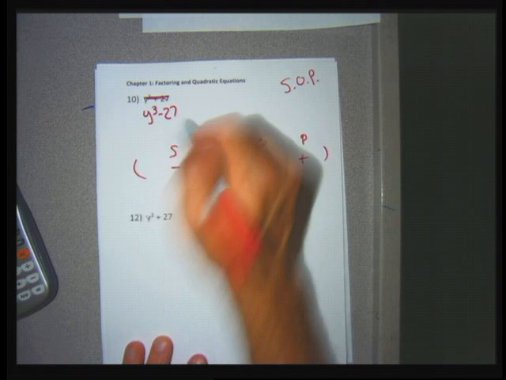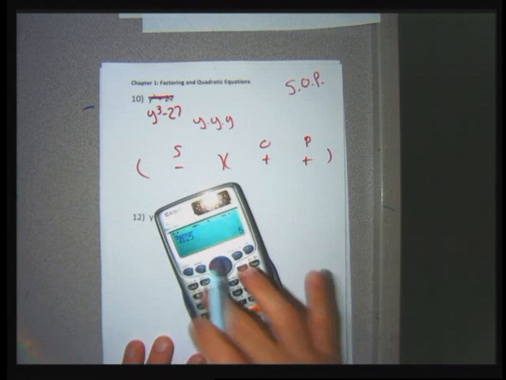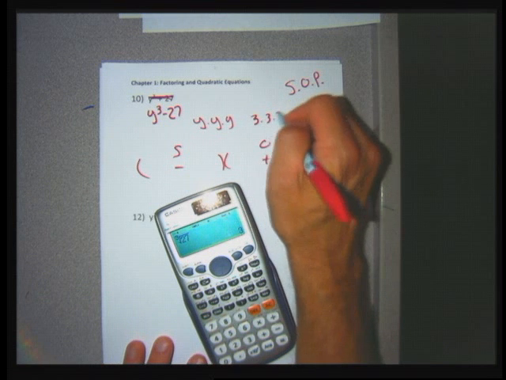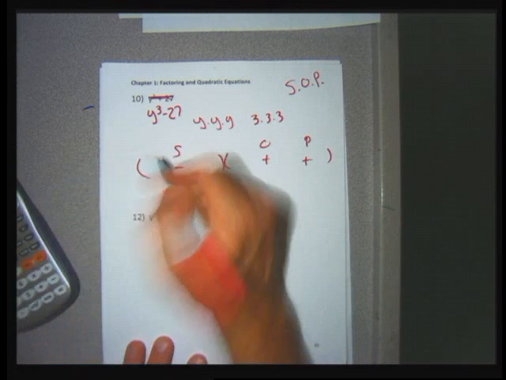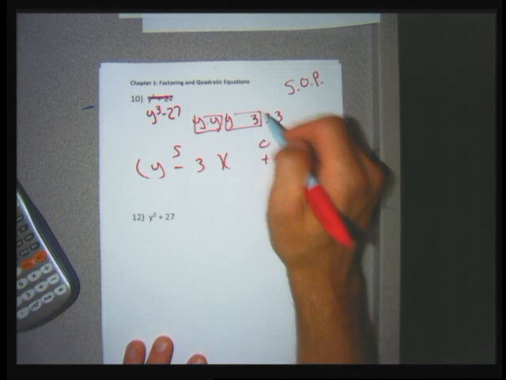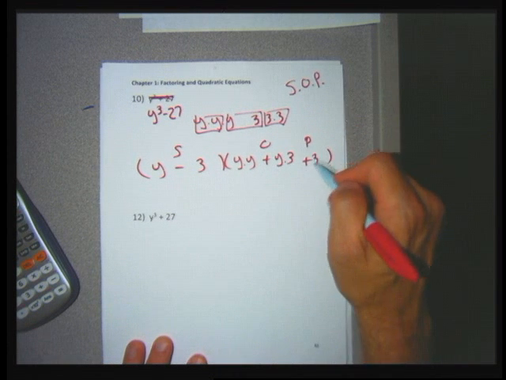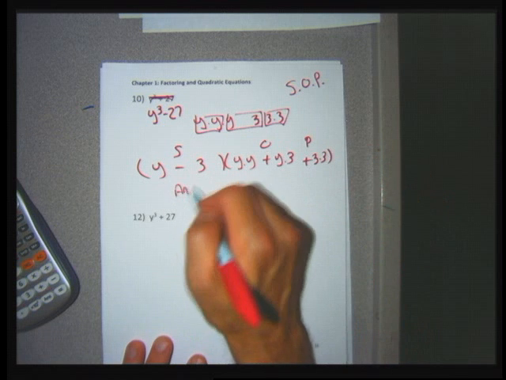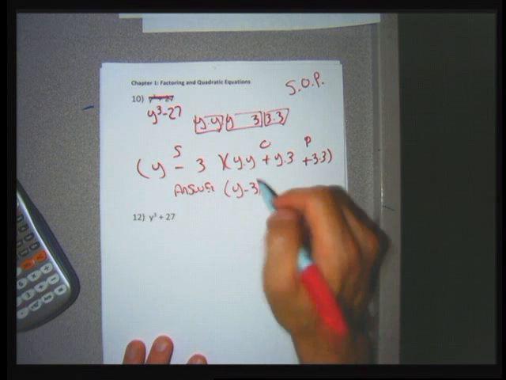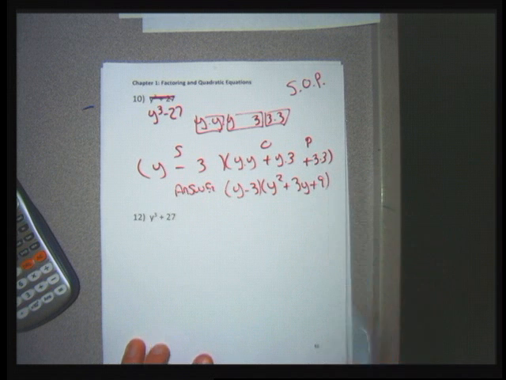What makes this a cube? Y cubed is a cube because it's y times y times y. 27, if I do the cube root of 27, I get 3, so 27 is 3 times 3 times 3. First parentheses, one of each, meaning 1y and 1, 3. And then pair, pair, pair: y times y, y times 3, 3 times 3. So my answer is going to be y minus 3 for the first parentheses, and then y squared plus 3y plus 9 for my second parentheses.